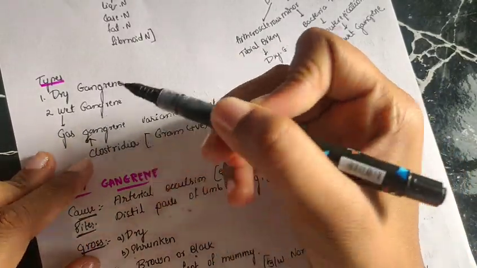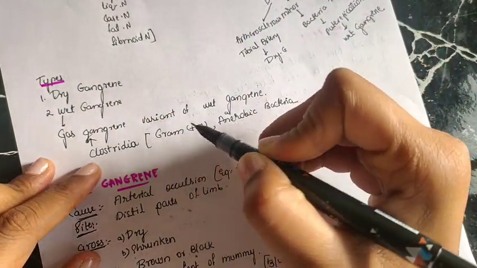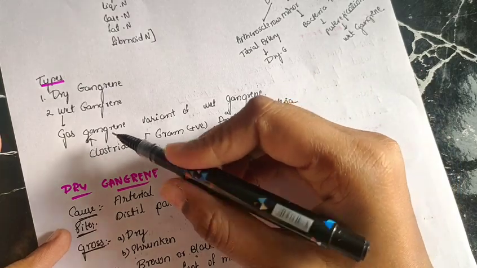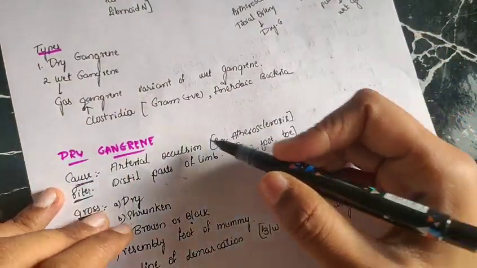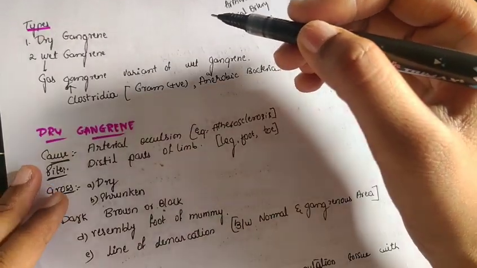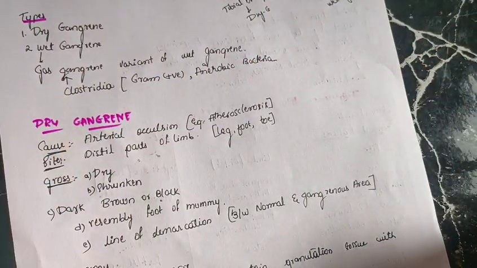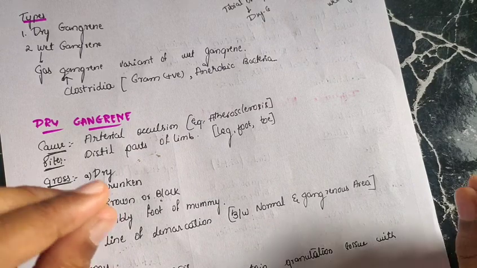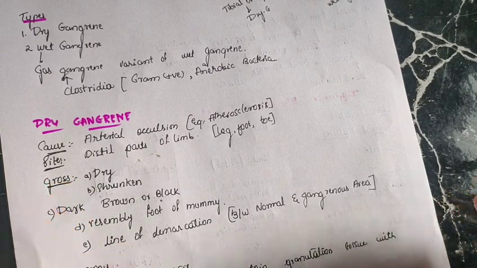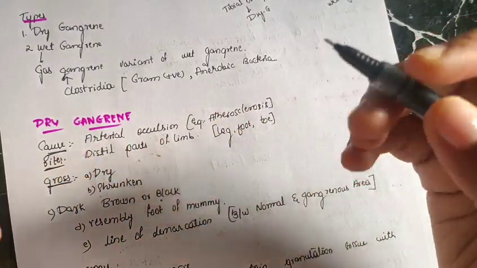This is caused by the bacteria Clostridia, which is a gram positive anaerobic bacteria which causes gas gangrene. Now we come to dry gangrene, which we will discuss one by one. Dry gangrene is caused due to occlusion. First I said it should be necrosis and then putrefaction. Necrosis is caused due to arterial occlusion. There is a loss of blood supply.